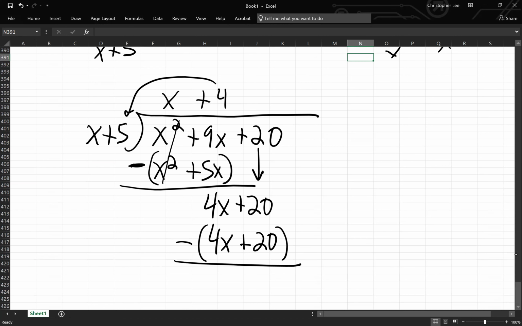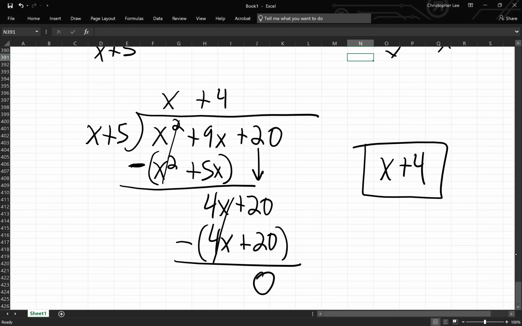We're going to subtract this now, all right? 4x minus 4x is 0. And that cancels out. 20 minus 20 is 0, all right? So what's my answer to this question? My answer is x plus 4. That's it. All right, so that's how you divide a polynomial by a polynomial in a nutshell. Okay.